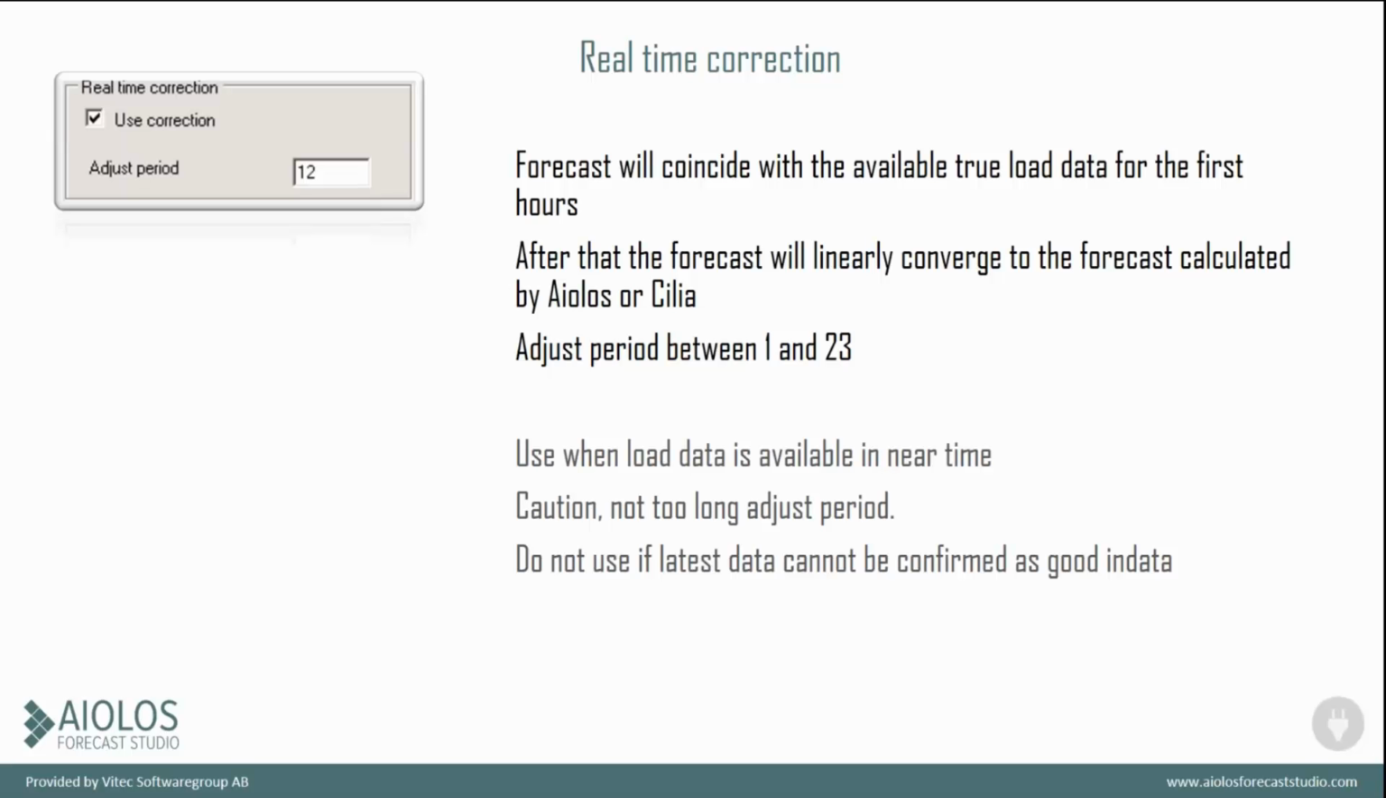What it does is that it looks at the latest available production hour, and then it uses linear converging to make the correction to the forecast. The adjustment period can be set to 1 to 23 hours. And yes, it might be good to maybe not set it for too long, but maybe look at shorter terms instead.